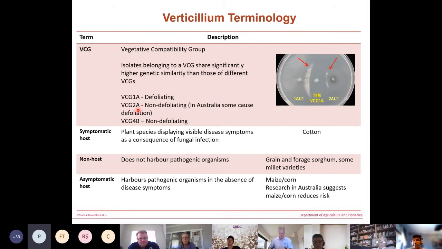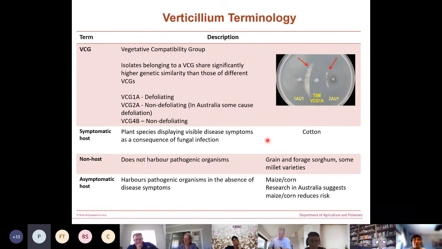We have 2A, and internationally these isolates are termed non-defoliating, but in Australia, we know that some of our 2A do defoliate, and quite significantly. And then VCG4B is non-defoliating, and that's the mild strain that was originally detected quite some time ago in our cotton.